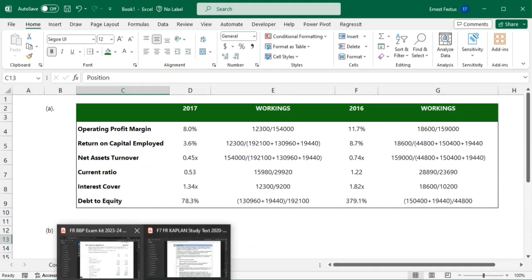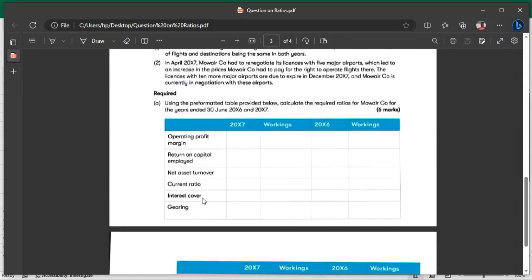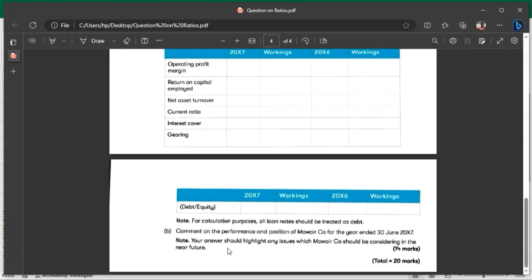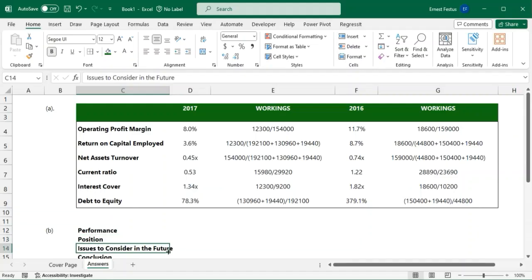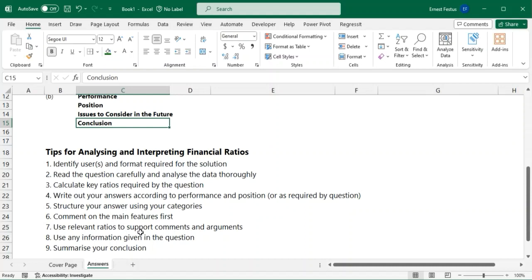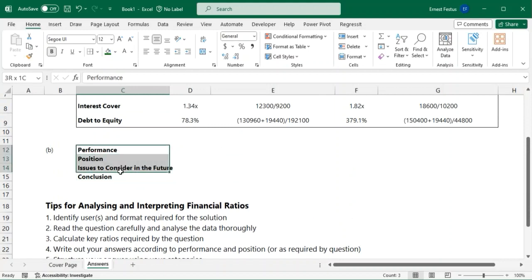And how did we get that? From the question, the ratios are actually performance and position ratios. That is the reason why we have performance and position right here. The question also went further to tell us that we should highlight any issues the company should consider in the future, and that is the reason why we have an issues to consider in the future paragraph in our analysis. And as the tips I have here go, we are to always conclude our analysis and interpretations. So that is the reason why we have these three sections here.